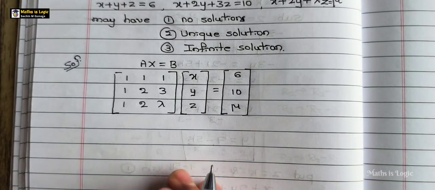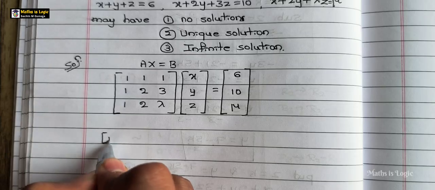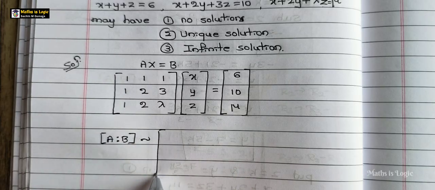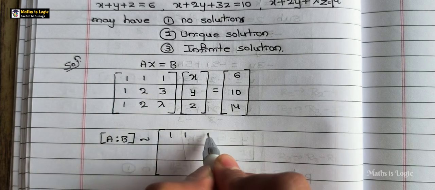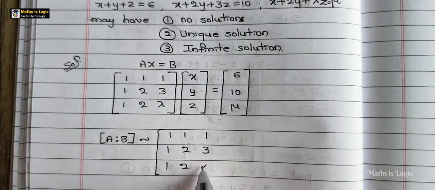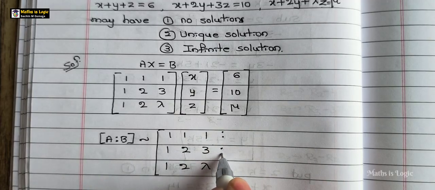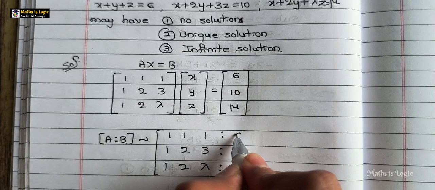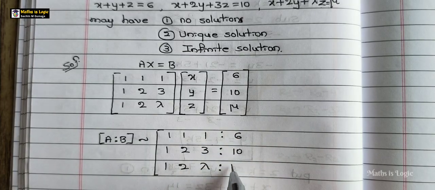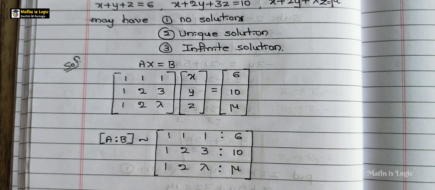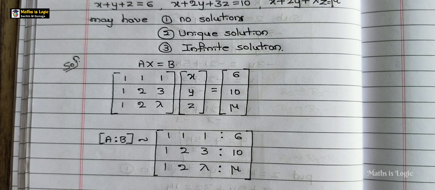Next write the augmented matrix, transform to 1 1 1, 1 2 3, 1 2 lambda. So next write the matrix of constant values 6 10 and next mu. Now we should apply row reduction to echelon form to find out the rank of the augmented matrix.